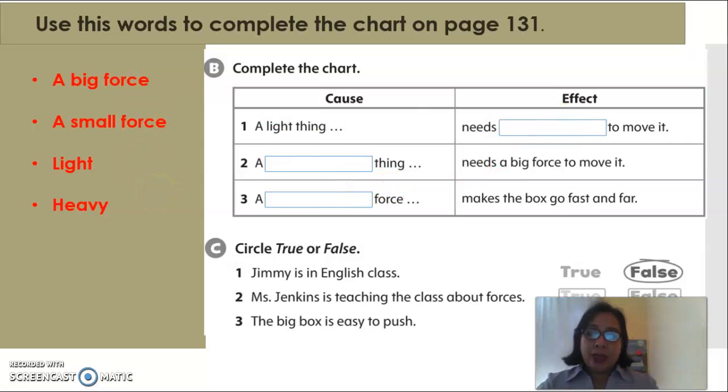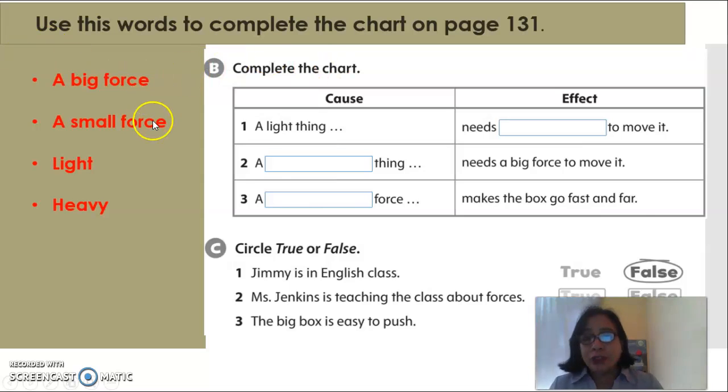So we have, for example, a light thing needs a big force or a small force. Remember, if something is light, for example, the chair is light, it's not too heavy. If you push it, what force do you need? A small force or a big force?